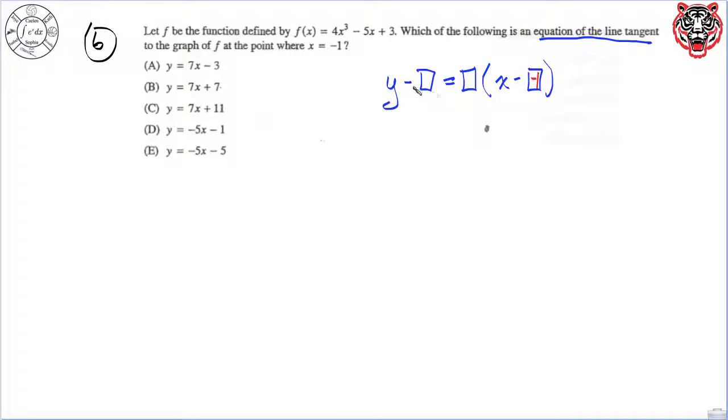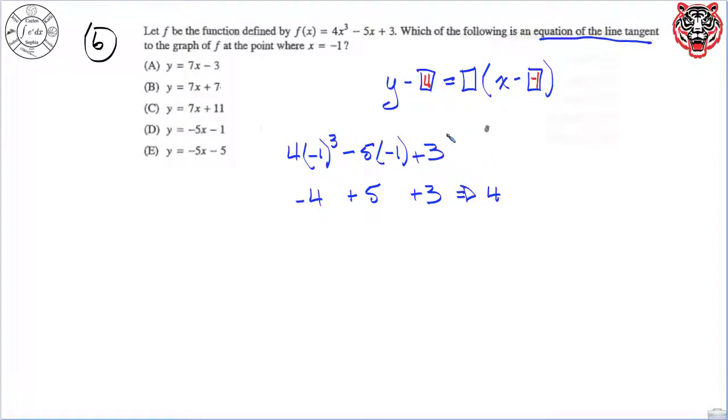So we can find the y coordinate. We just plug in -1 into this equation. So let's do that now. Plugging in to find this, we have 4 times -1 cubed minus 5 times -1 plus 3. And -1 cubed is -1, so this is going to be -4. -5 times -1 is a plus 5, and then plus 3. So that's going to be 8 minus 4, which is a positive 4. So our y coordinate is 4.